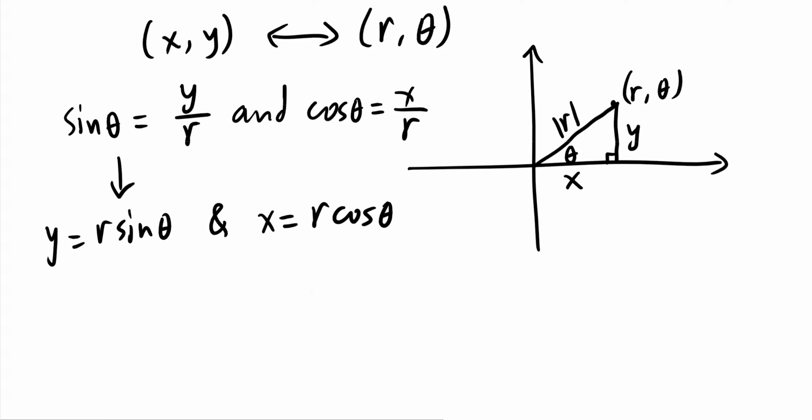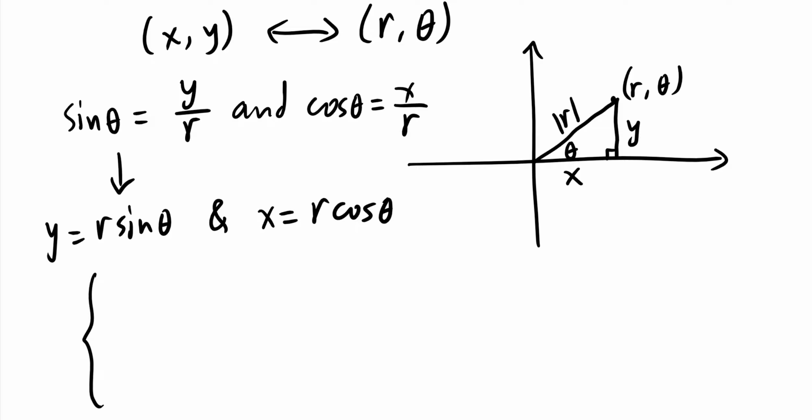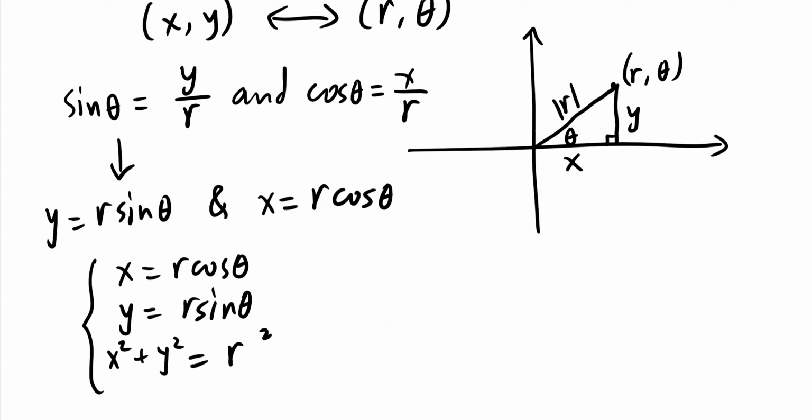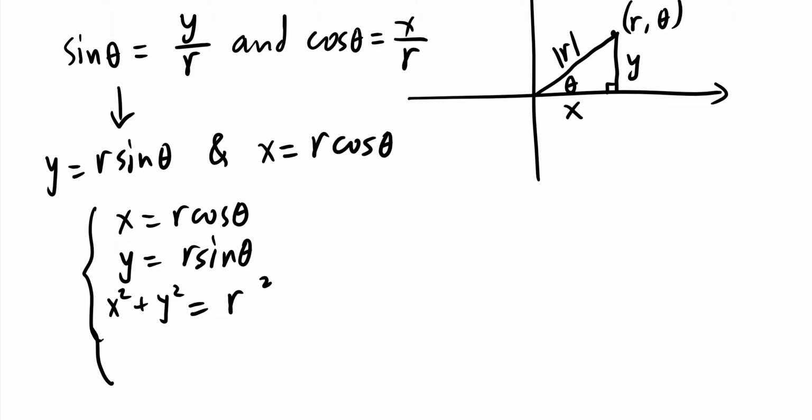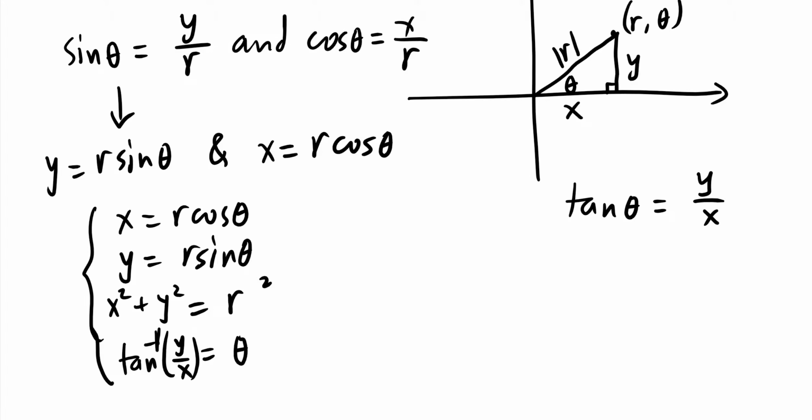Also, let's keep in mind we can do more here. We said x equals r cosine theta, y equals r sine theta. Also, we have x squared plus y squared equals r squared by the Pythagorean theorem. And also, tangent theta is the opposite over the adjacent, so theta is tan inverse of y over x. That's also important. These are the only 4 relations that connect rectangular to polar.